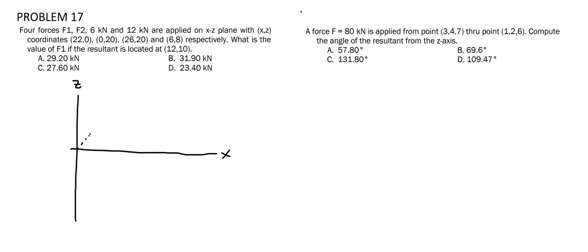And our Y-axis acting perpendicular. Let's say it's right here. We have force F1, which is acting at the coordinates of 22 in the X direction and 0 in the Z direction. So let's say it's right here. And we have force F2 acting in the coordinates 0 in the X direction and 20 units in the Z direction. So let's say it's right here.